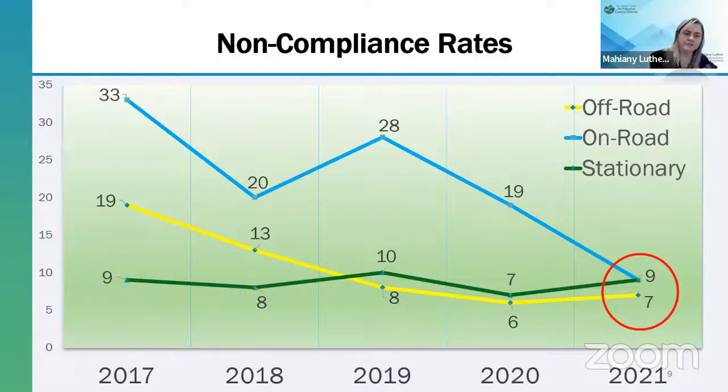Since this program was adopted in 2017, we have documented emission reductions of approximately 10 tons per day from heavy-duty diesel vehicles. These vehicles have a significant impact on more vulnerable communities, such as the Portside community. Next slide, please.